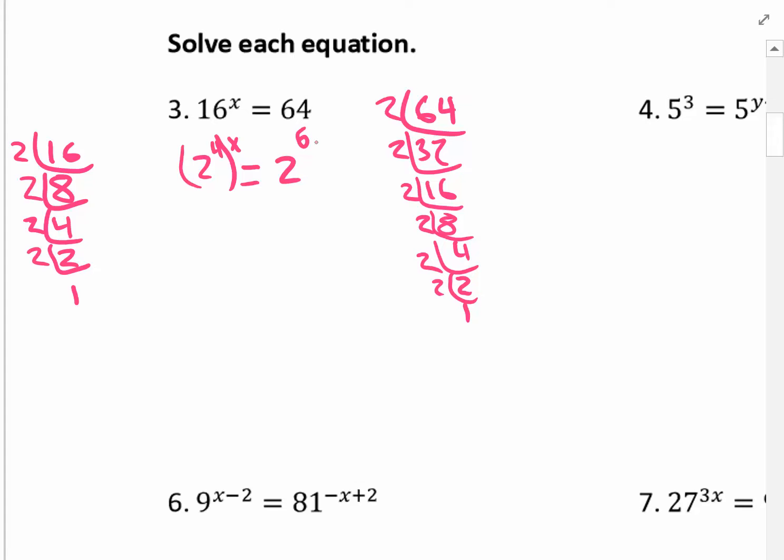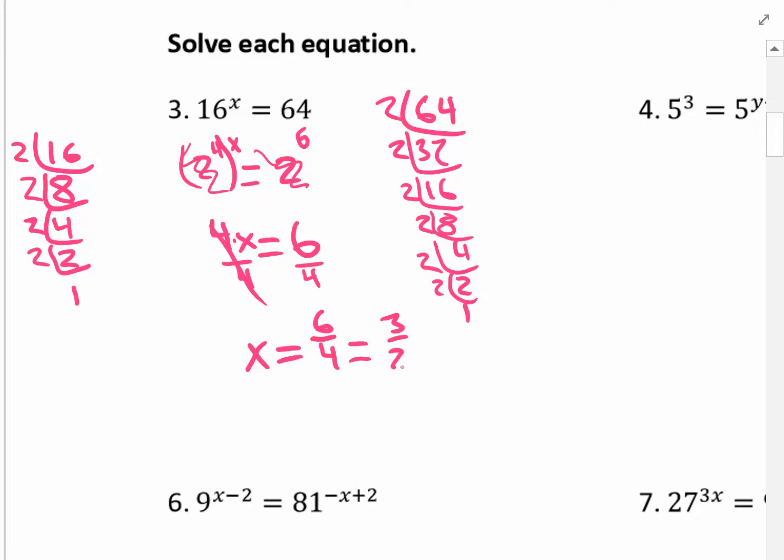Almost done. Now that I have a base 2 on both sides, I can cancel it and get 4x equals 6. I still need to solve for x, so how do I get rid of the times 4? Divide it. So we get x equals 6/4 or 3/2 if we reduce it. So when in doubt, hedge. Let's see if we can do that on the next one.